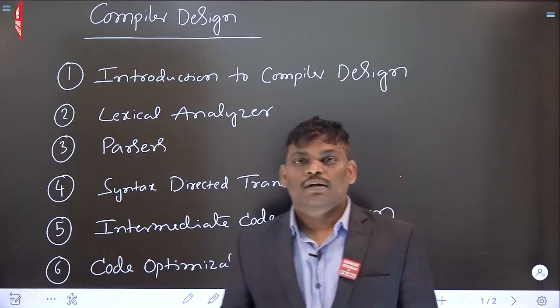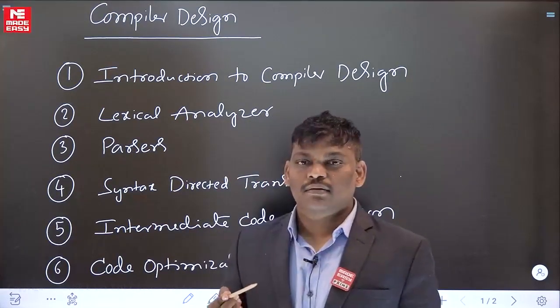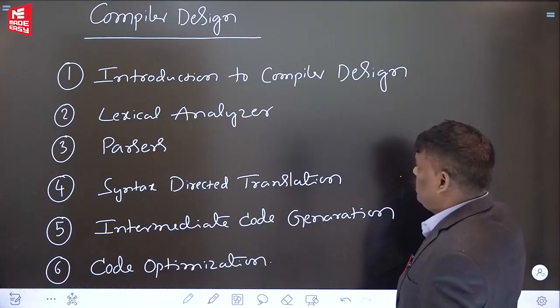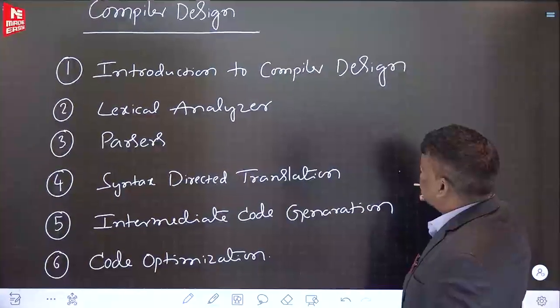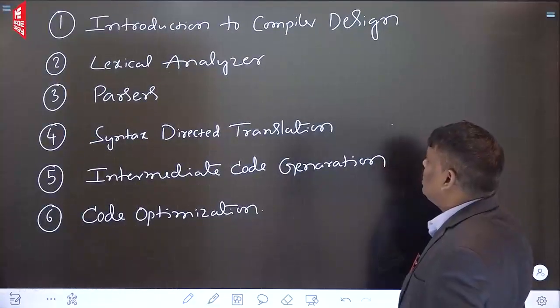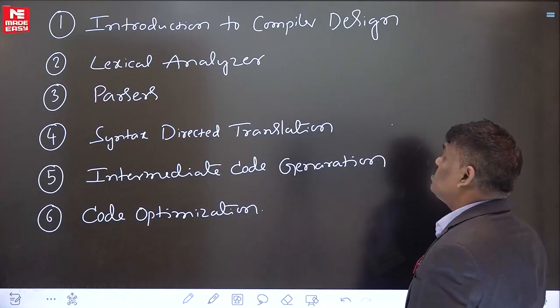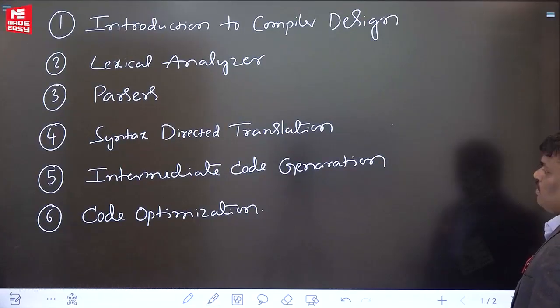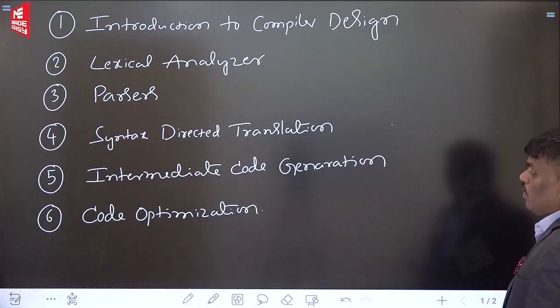Hello everyone. Let's see the compiler design GATE syllabus. This is the syllabus. First chapter is introduction to compiler design. Second one is lexical analyzer. Third one is parsers. Fourth one is syntax directed translation. Fifth one is intermediate code generation. Sixth one is code optimization.